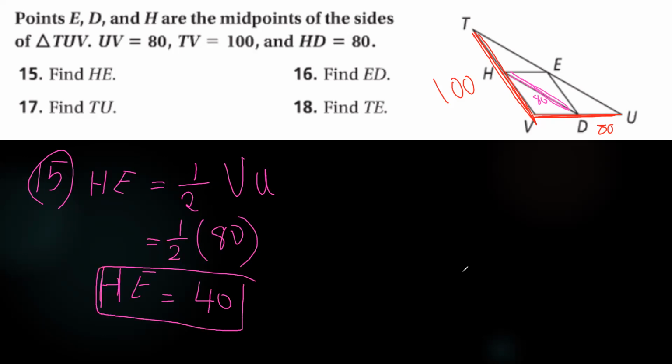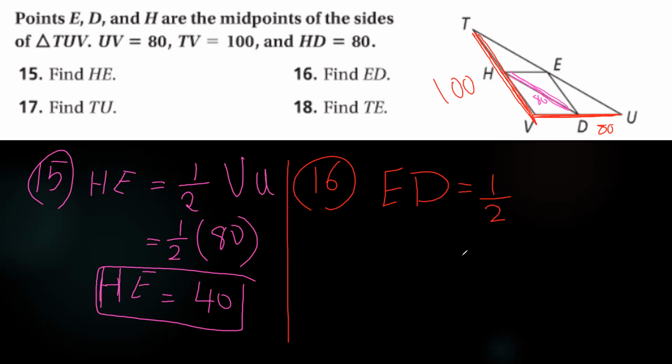Now the second one, number 16. Find ED. Which side is parallel to ED? TV. So half TV. What is the length of TV? 100. So the length of ED will be 50.